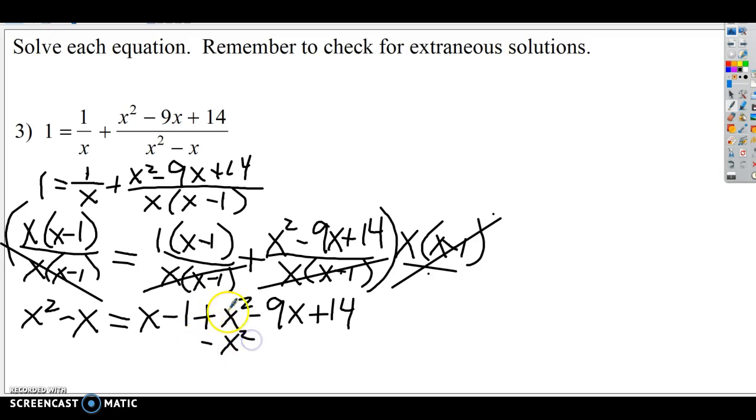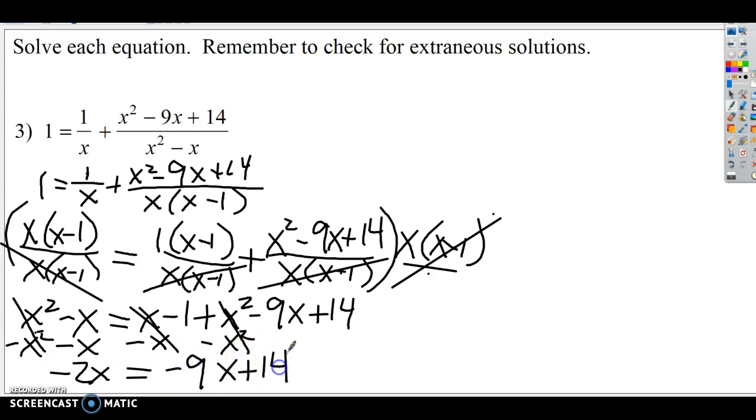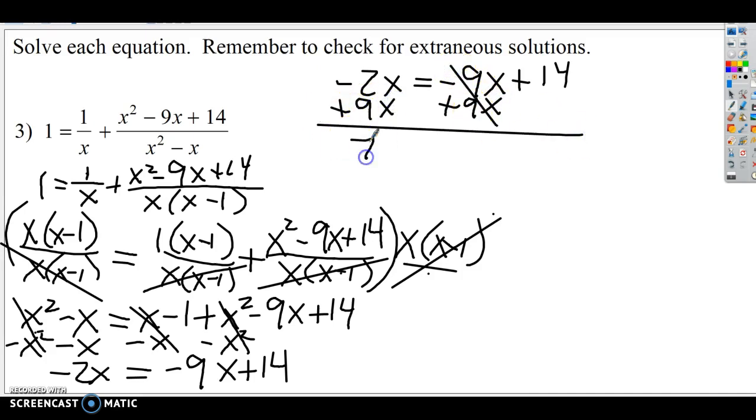Now I'm going to combine like terms or just kind of solve. First thing I can do is subtract x squared. It cancels from both sides. And then I'm going to subtract x. So I get negative 2x here is equal to negative 9x plus 14. Well, I still have an x on both sides. So now I'm going to come up here and try to finish it. Negative 2x is equal to negative 9x plus 14. So I'm going to add. Negative 2 plus 9 is 7x is equal to 14. And that gives me 2.